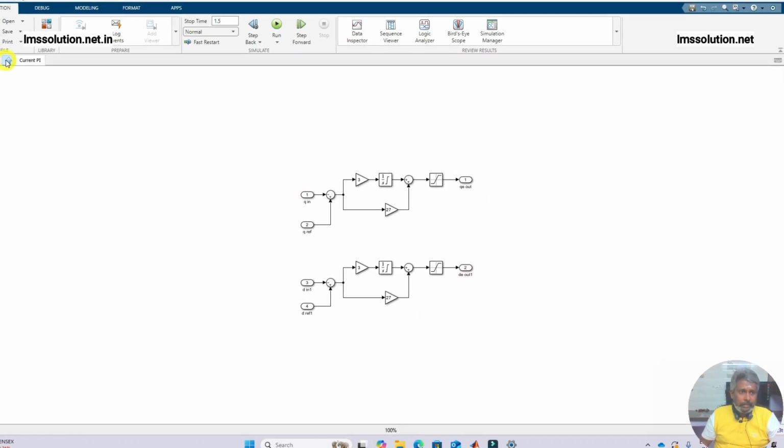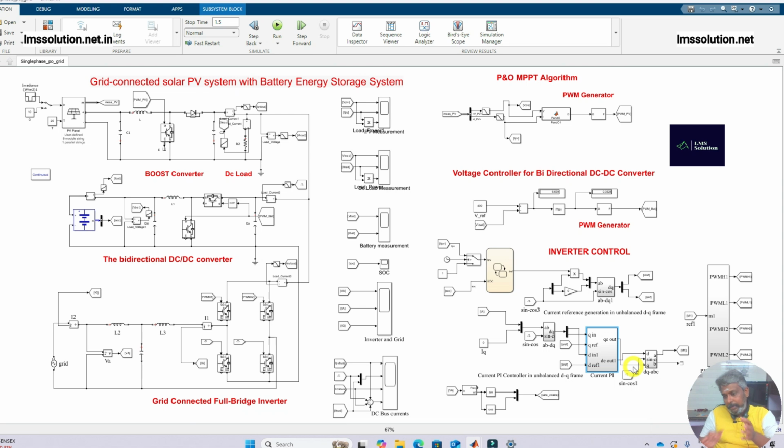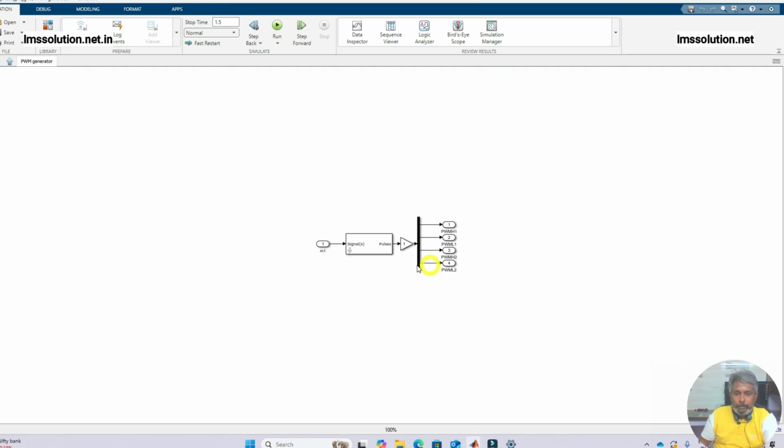Next, we are converting that alpha beta quantity into ABC quantity. Here we are applying the alpha beta to ABC transformation, and then we are going to consider only quantity A because it's single phase. Next, this A quantity is going to be processed via the PWM generator.